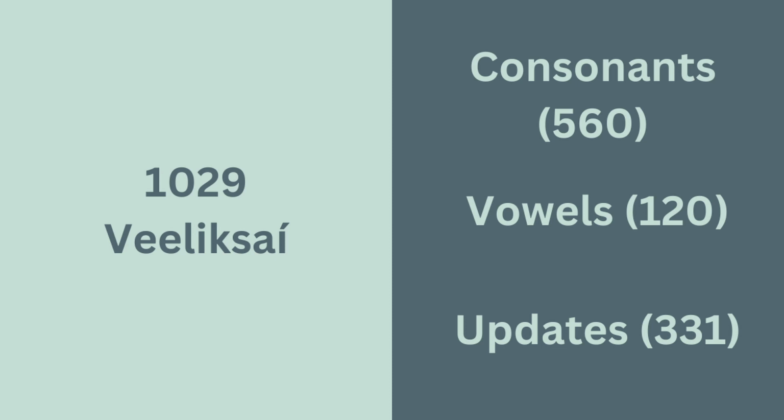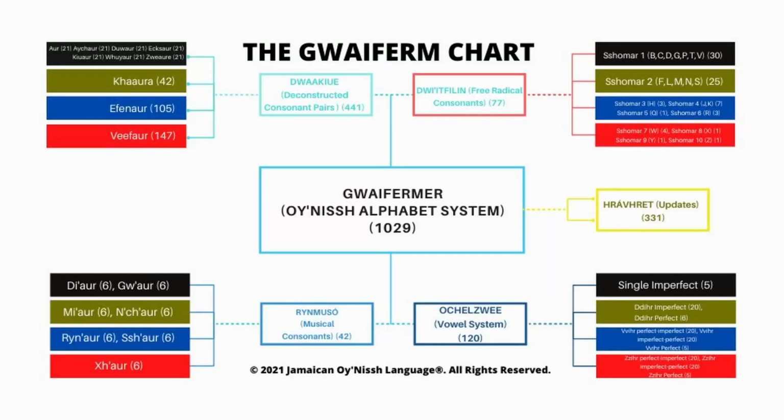Overall, there are 129 basic vowels, from which all words are written in character or in alphabet form. Of these, 560 are consonants, 120 are vowels, and 331 are updates. The consonants are divided into 3 categories: dweku, Gwaiferm, and Oy'Nissh.